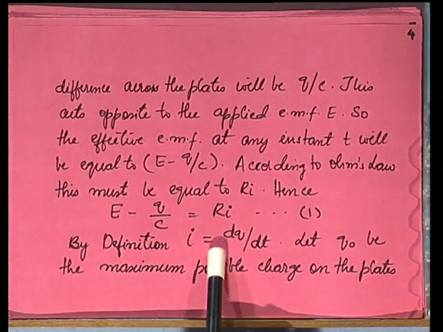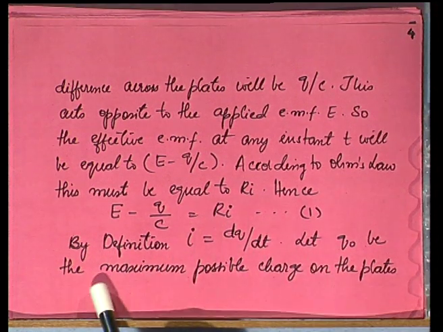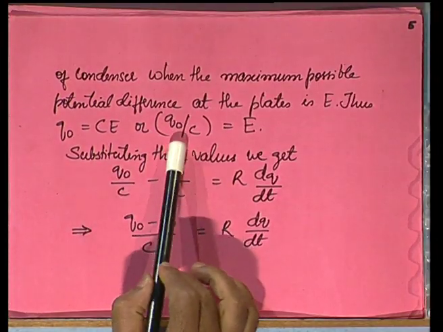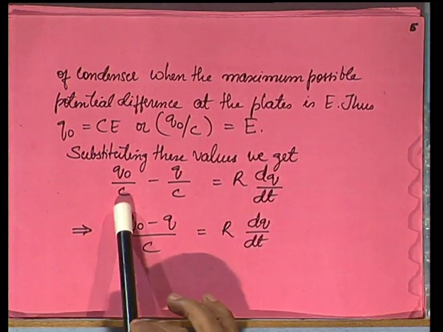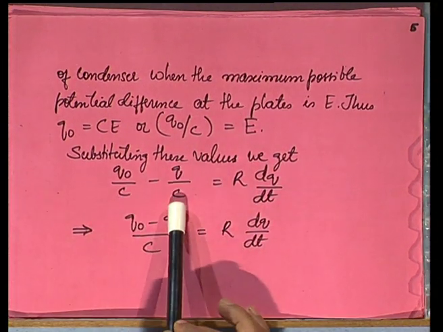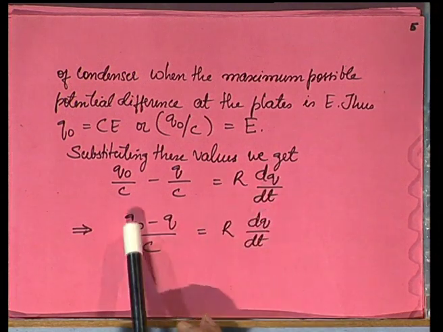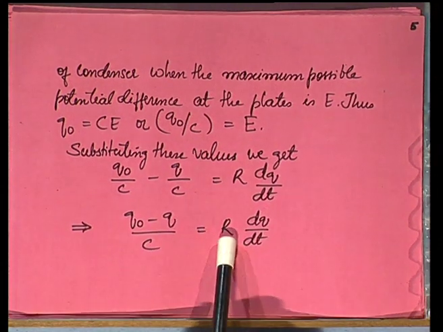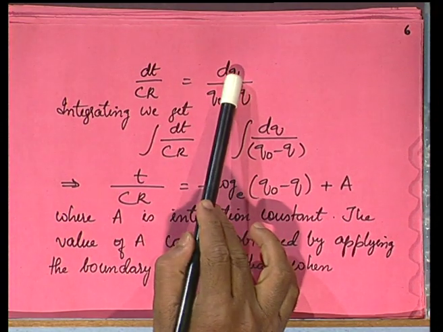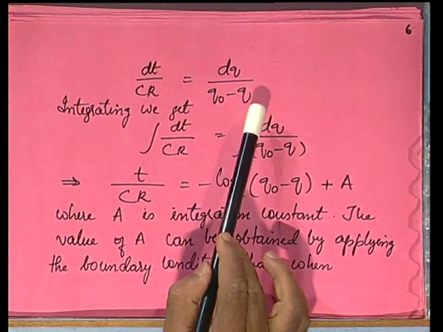By definition, I is equal to dQ by dt. For the maximum charge, Q naught is equal to C E, so Q naught by C is equal to E. Then Q naught by C minus Q by C is equal to R dQ by dt. So, Q naught minus Q by C is equal to R dQ by dt. From this equation, if you integrate, dt by C R is equal to dQ divided by Q naught minus Q.